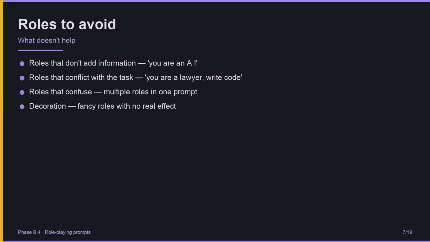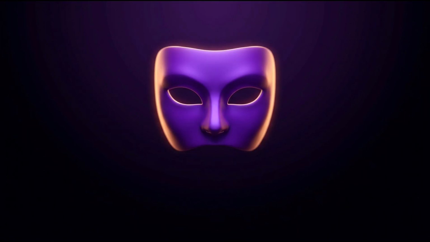Roles to avoid. Roles that don't add information: "You are an AI." The model was already going to be an AI. Roles that conflict with the task: "You are a lawyer, write code." The model gets confused about which bias to apply. Roles that are stacked: "You are a senior developer and also a junior tester and also a product manager." Pick one role per prompt. And decoration: fancy roles with no real effect on the answer. If a role doesn't change anything, drop it. Roles are a precision tool. Pick one per prompt. Make it count.